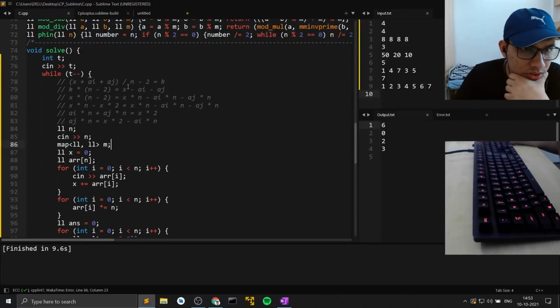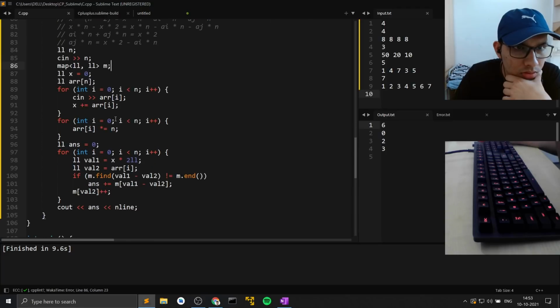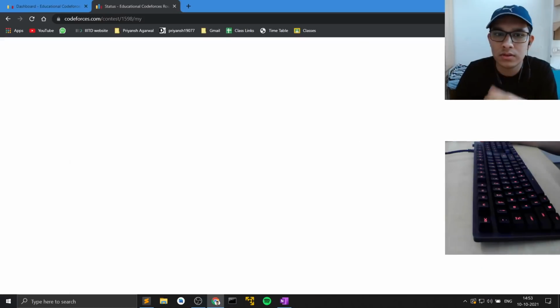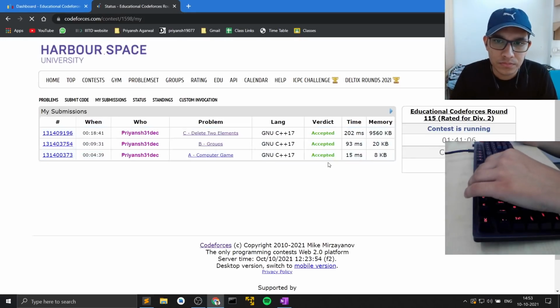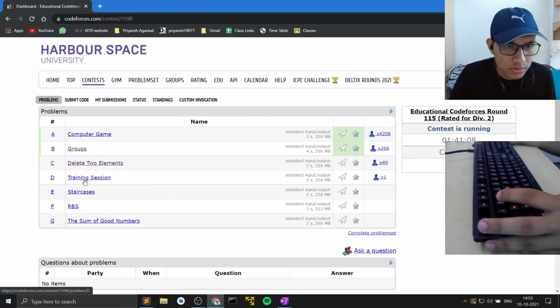Let me just see if this equation was right. k into n minus 2 equals to this. Fine. Yeah, this seems fine. Cool. So let's move to the D problem.